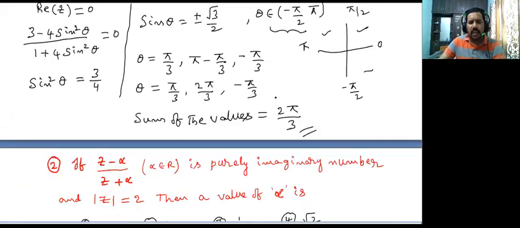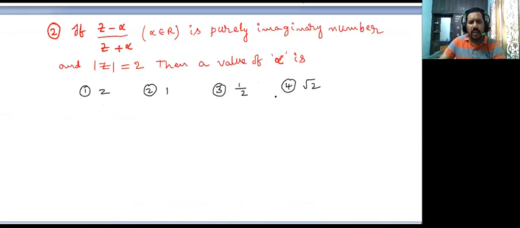Next, I am going to another question. See here, second one. If (z minus alpha) divided by (z plus alpha) is purely imaginary number and mod z is equal to 2, then a value of alpha is. Here we need to find alpha value.